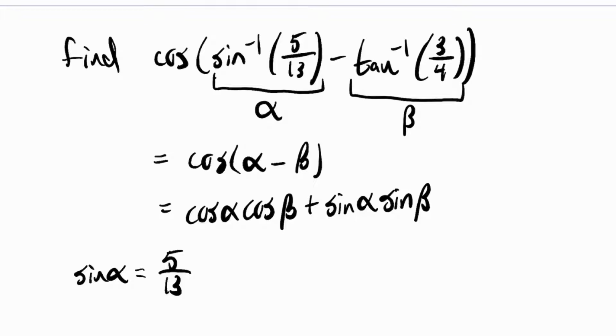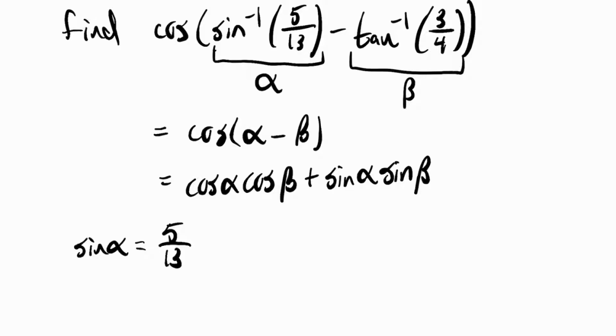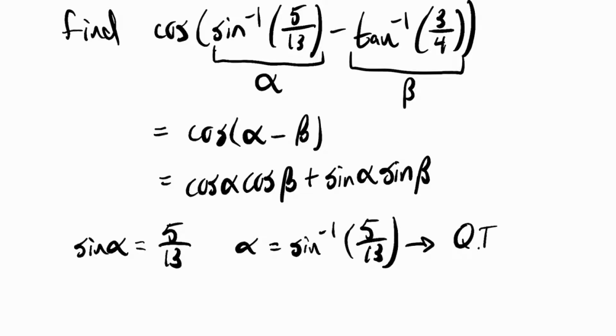Okay? And we'll deal with beta in a minute. Now, I know that alpha equals sine inverse of 5/13. I know that the sine inverse function can only give you values in quadrants 1 and 4. Basically, we can only get values between, let's say, negative pi over 2 and positive pi over 2, right? Quadrant 1, quadrant 4, or in other words, negative pi over 2 to pi over 2, right?